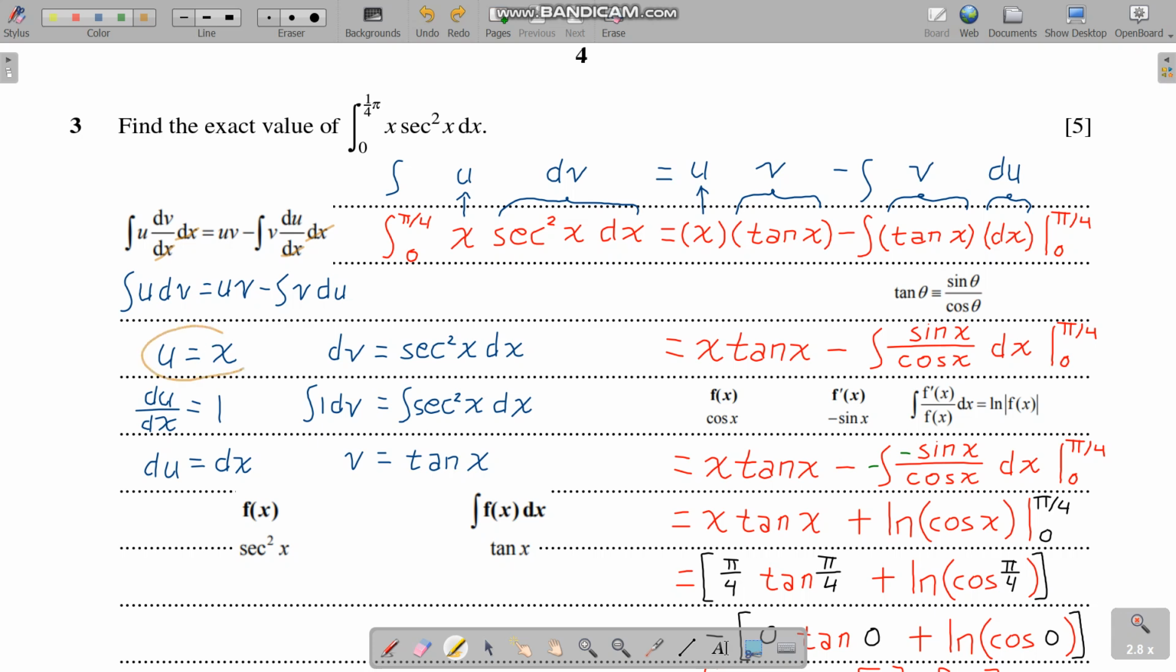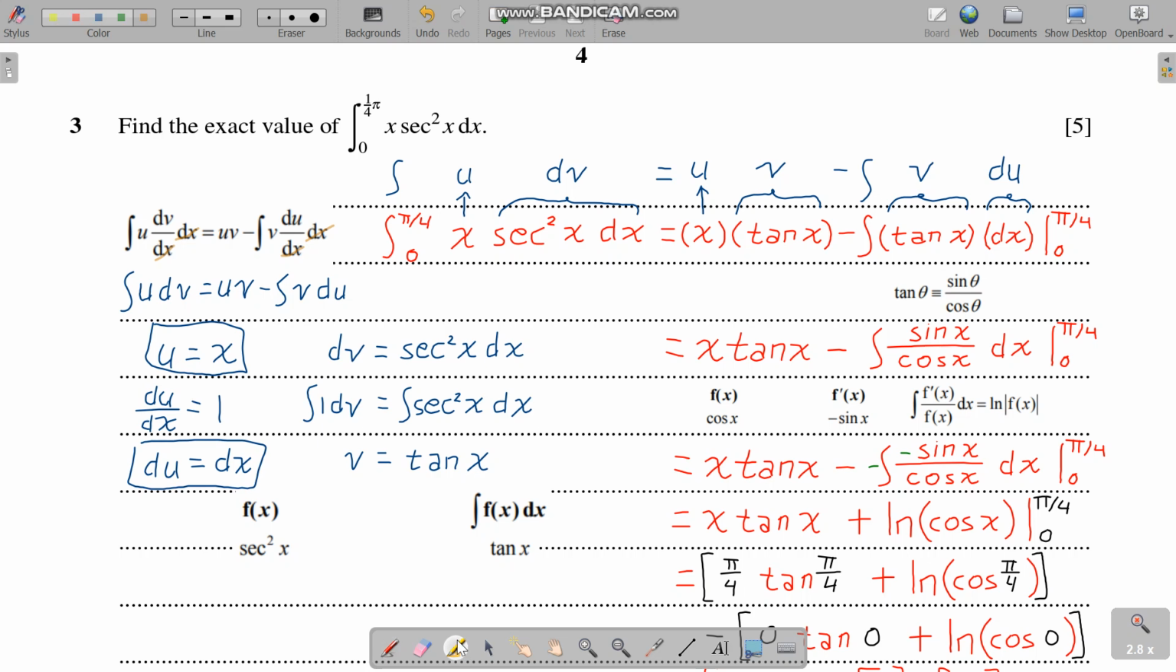So the u should be something we can easily differentiate to get something simpler. So we use the x as the u. So the u is x. If the u is x, the du dx is the derivative of x with respect to x. We get 1, which means du equals dx. So we're gonna need this later when we substitute. And we also need this.